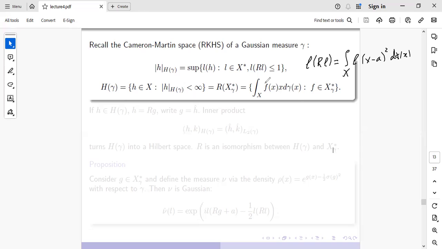And we proved last time that it actually coincides with the space of all such integrals. X star is the closure of linear functionals in L2, I mean, the closure of centered linear functionals in L2. And as we showed, the operator R acts as an integration of f(x) times x d gamma x. Okay, so this was last time.